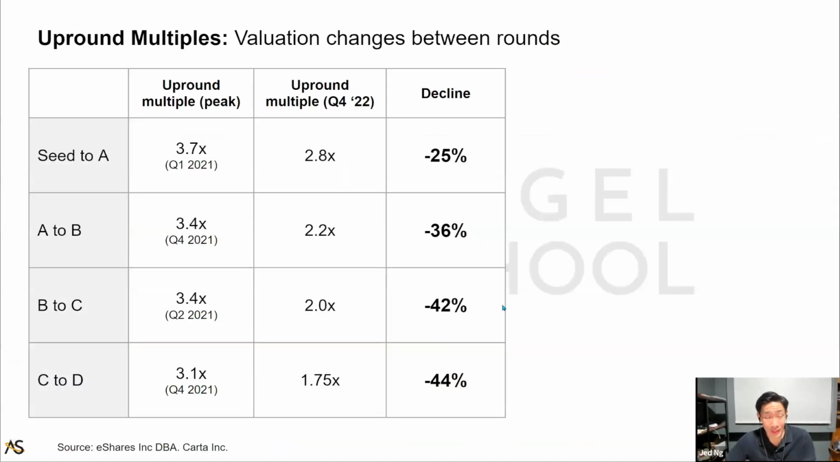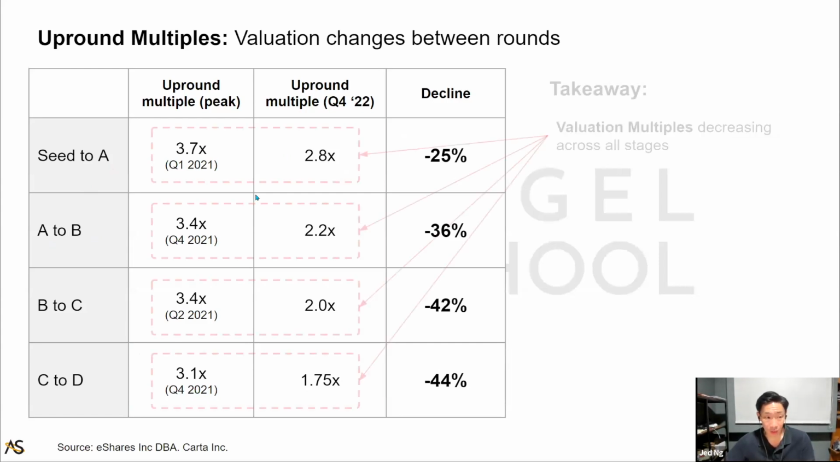Another look at this is we can compare the peak up round multiples versus a different time period. What we did was we looked at data from seed to Series A, A to B, B to C, C to D. And we can compare the peak up round multiple against a time period. We chose Q4 of 2022 to look at the decline.